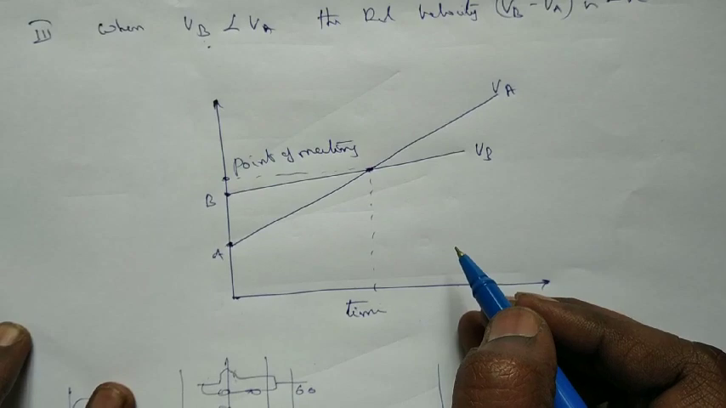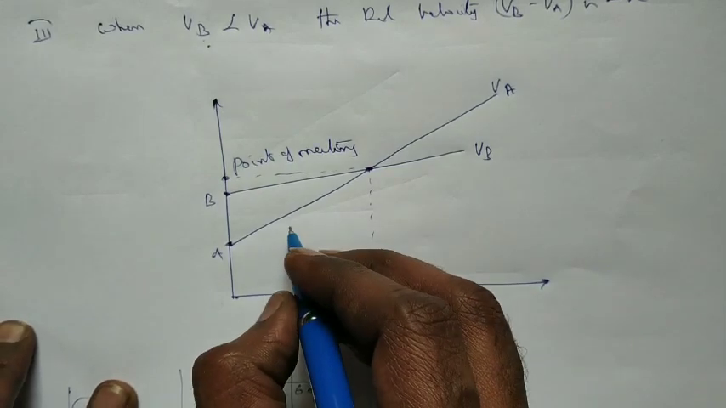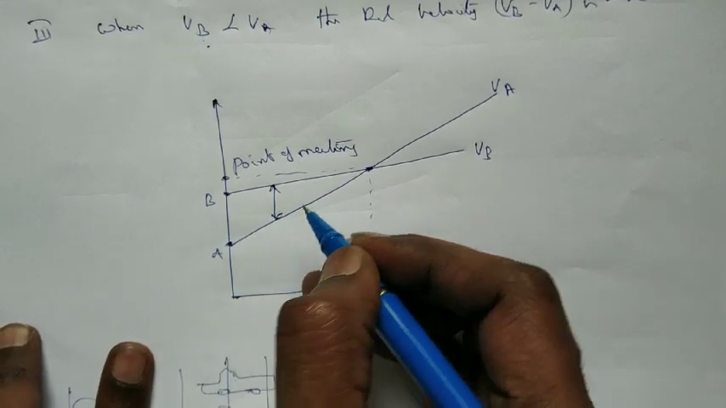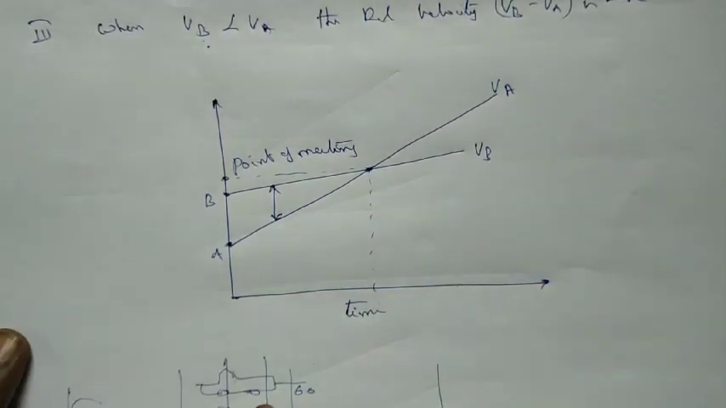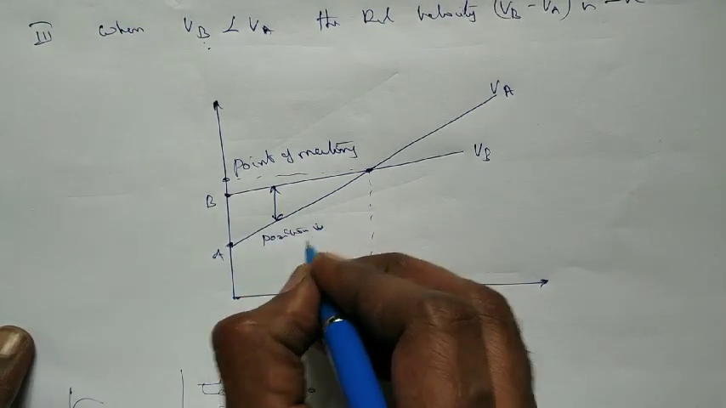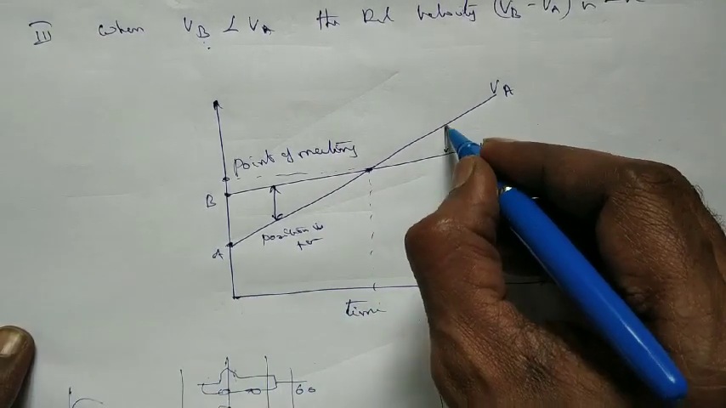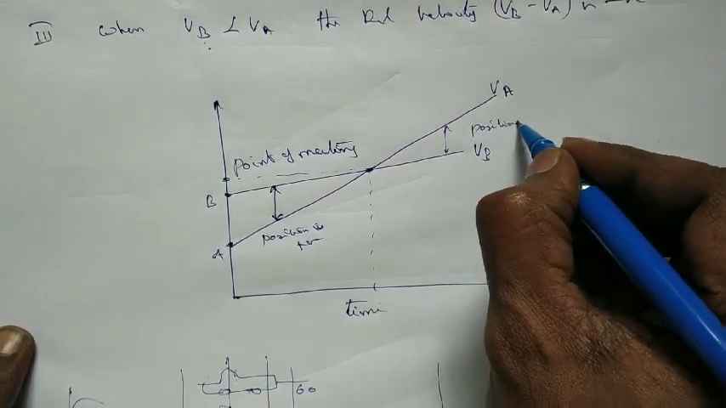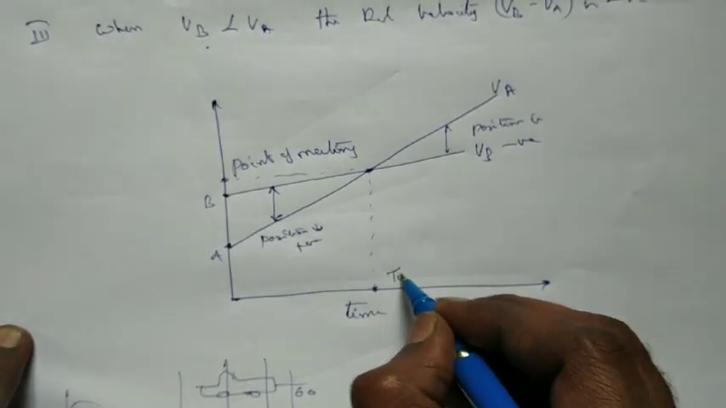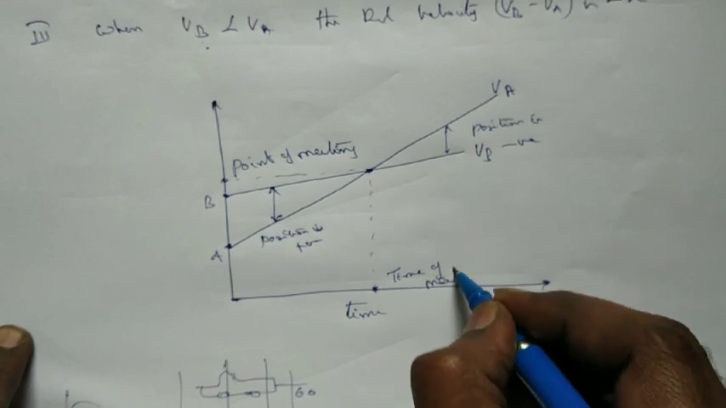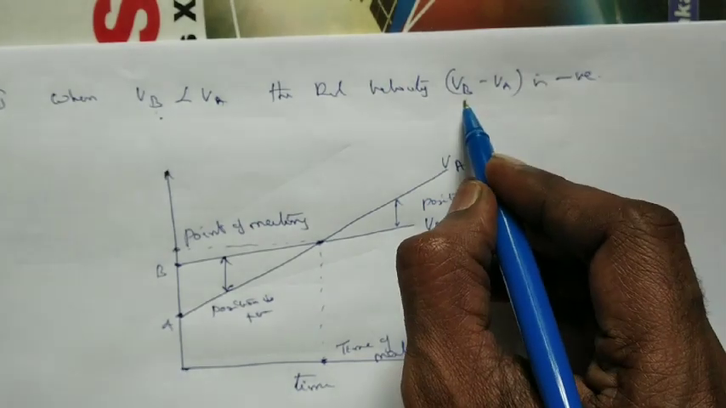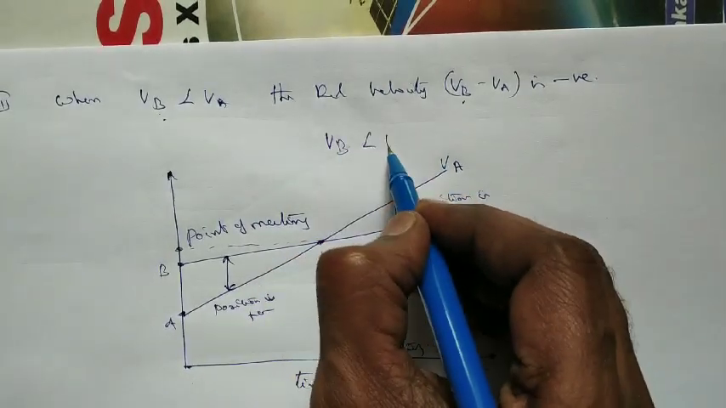is this position here, and here you will be able to see the value is positive because there is a gap already. So the position is positive, and here the position is negative. So here the time of meeting is here. So what happens here is VB is less. So VB is less than VA.